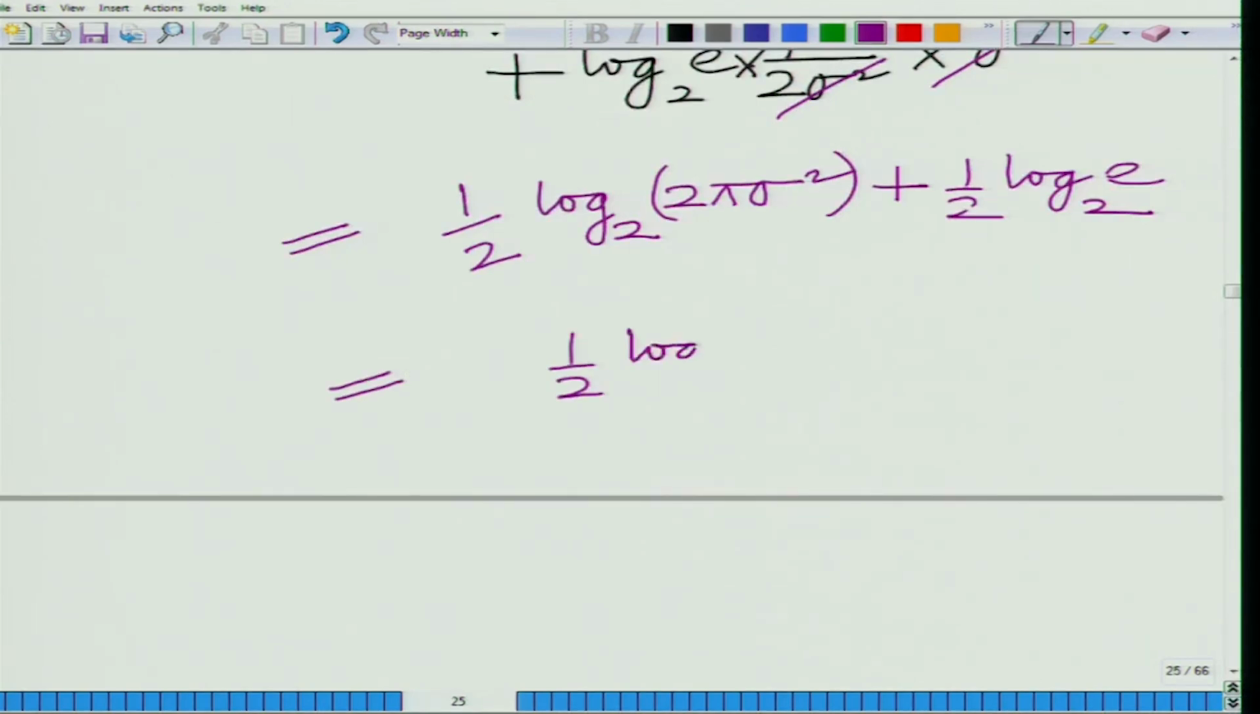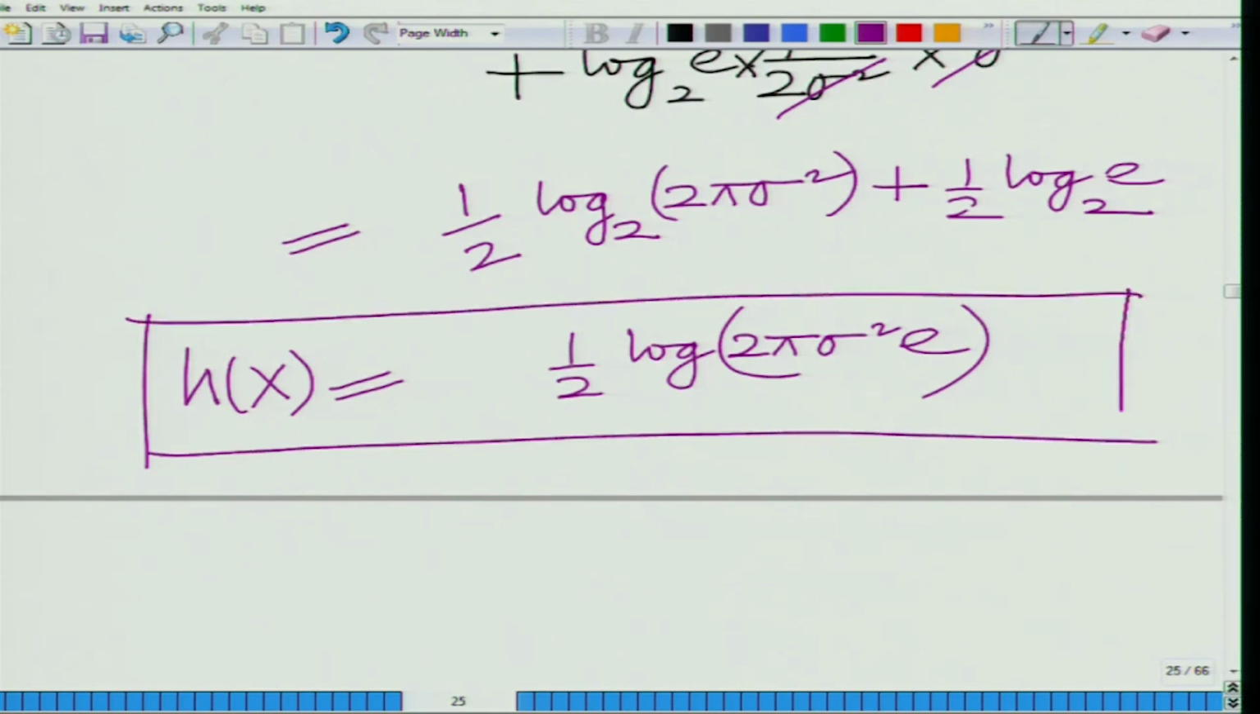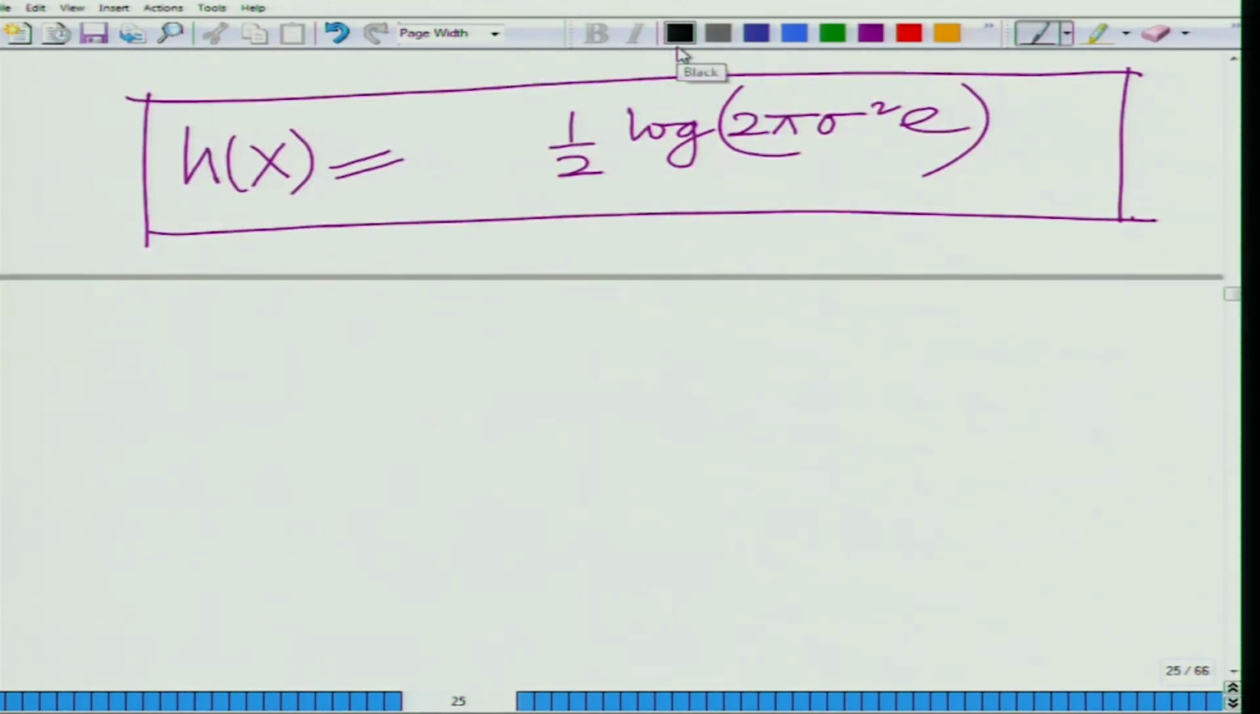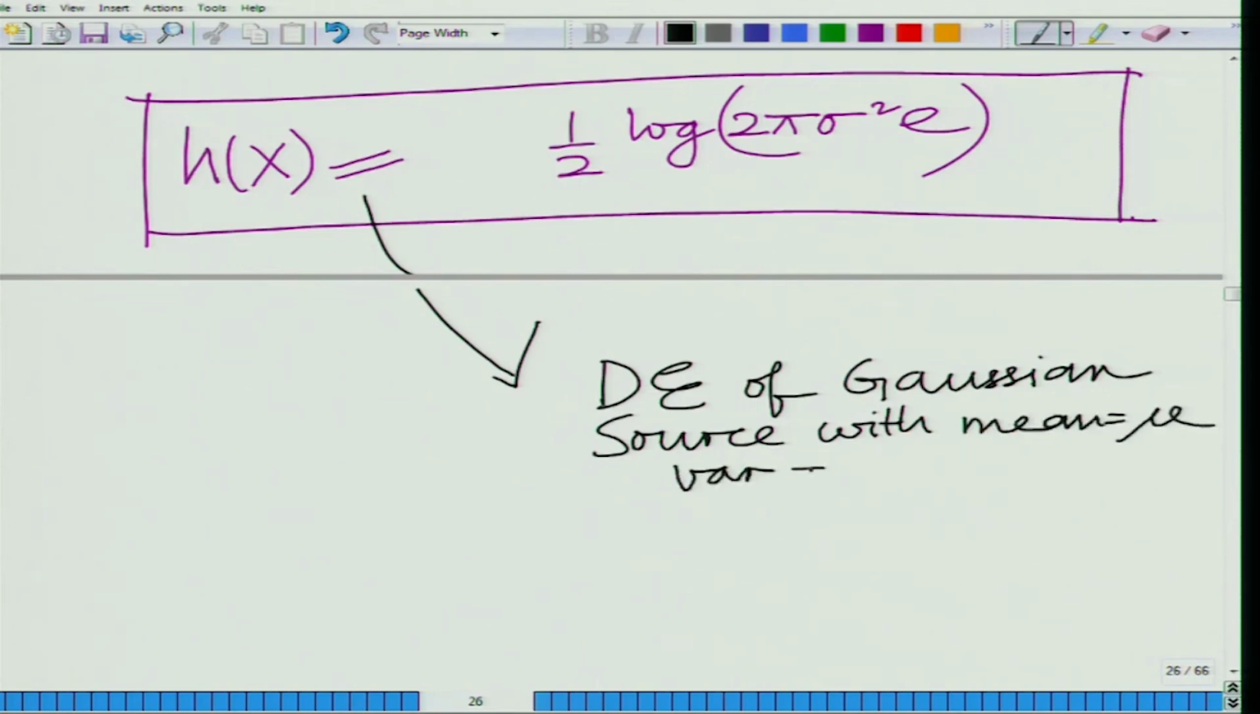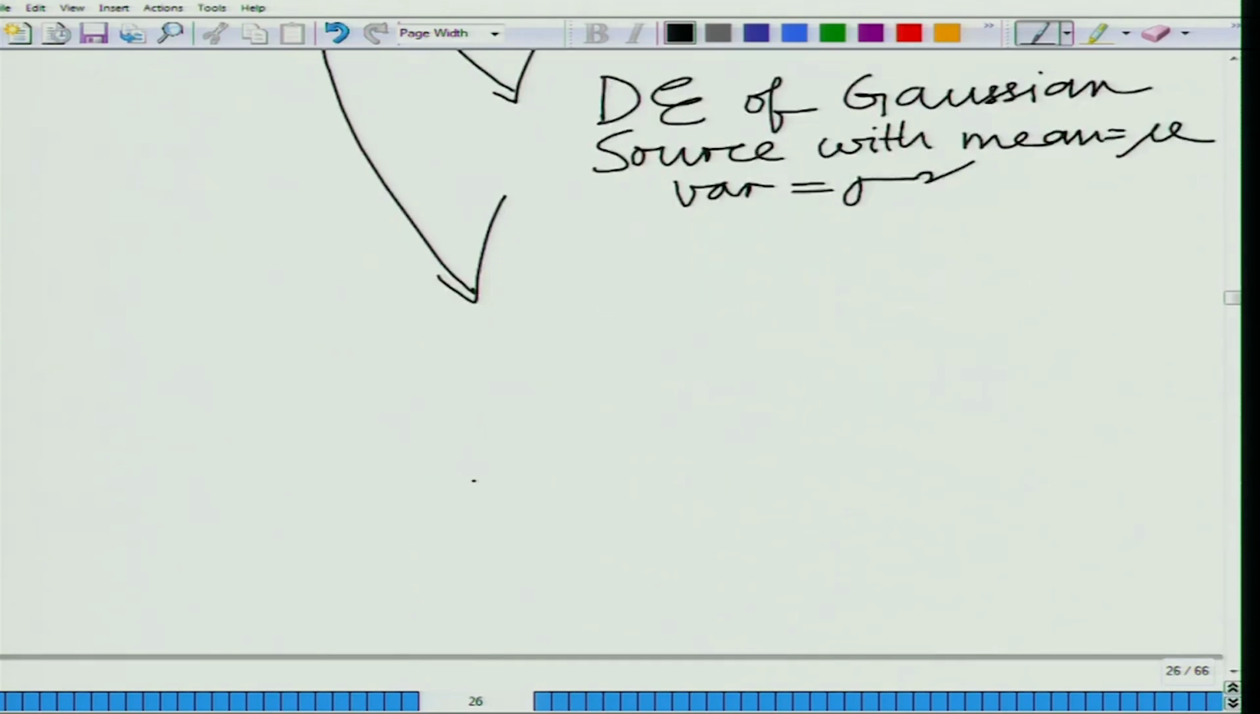half log 2 pi sigma square e. And this is the differential entropy of a Gaussian source, that is, a source whose output has a Gaussian probability density function with mean equal to mu and variance equal to sigma square, and observe that it depends only on the variance.